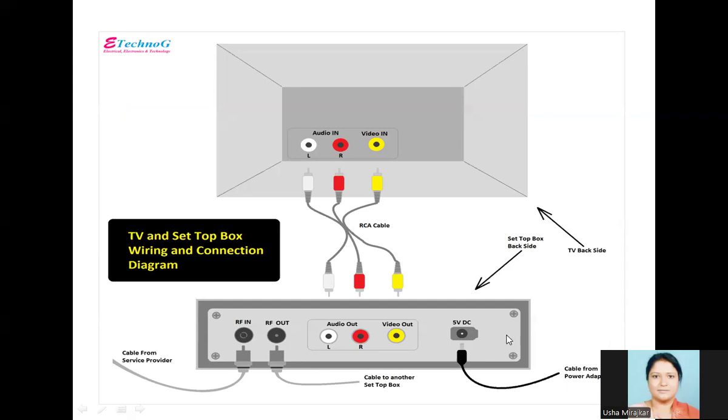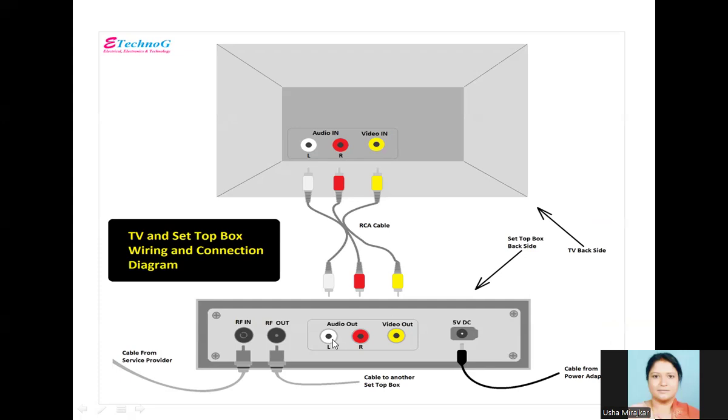This is the set-top box back side here. This is the back side here and this is the TV back side. This is the connection from the TV. These are the slots in the TV and these are the slots in the set-top box, and these are the RCA connectors, connecting cables. Here also white to white, red to red, yellow to yellow, and here also white, red, yellow. Like this the cable should be connected, and this is the cable from the power supply unit here.